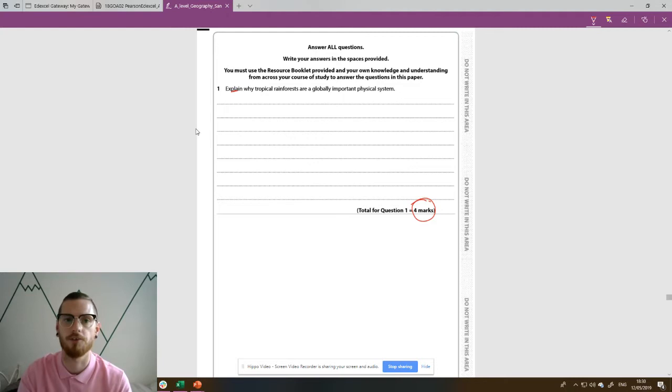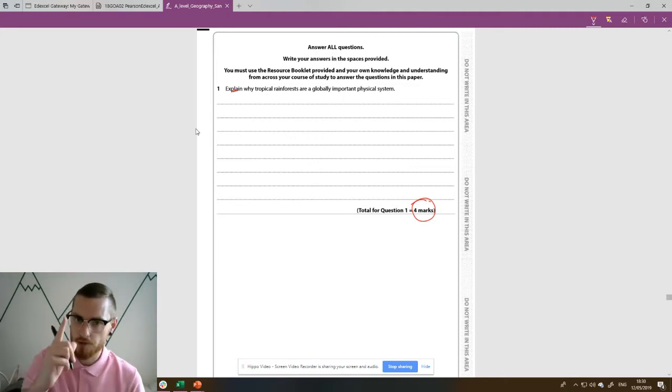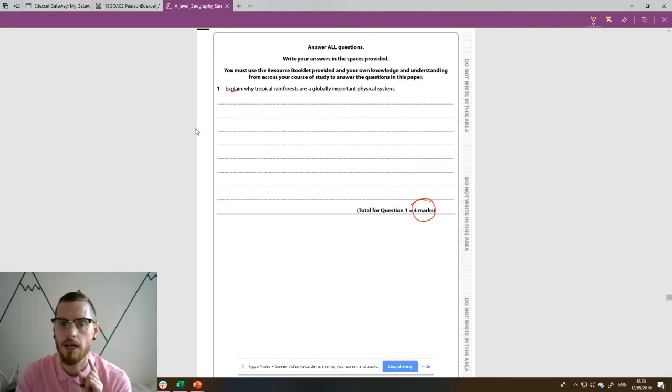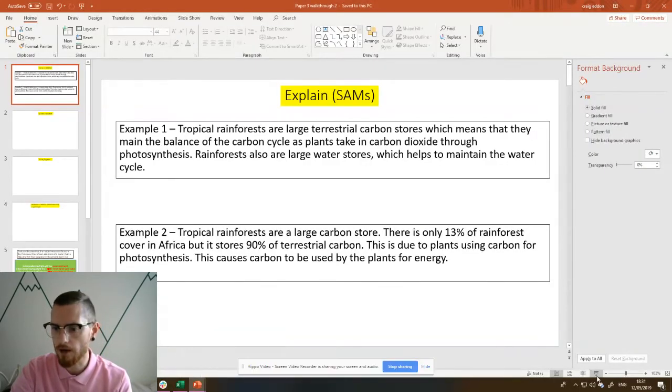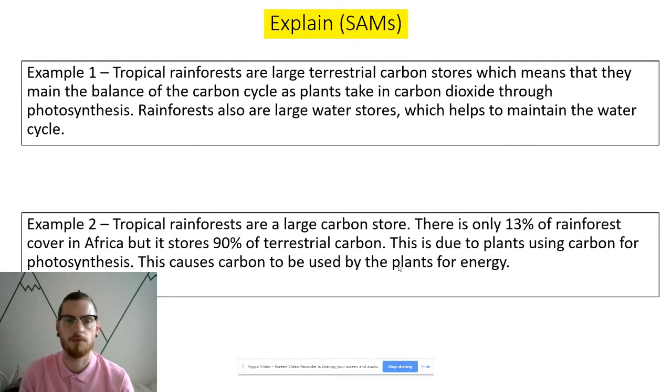Globally important physical system. First off, it doesn't say explain one reason. If it said explain one reason, I would have to develop one reason 3 times: point, develop, point, develop, point, develop, final point. It doesn't say that, so I can approach this in 2 different ways. On the PowerPoint here, I've already typed out 2 responses.